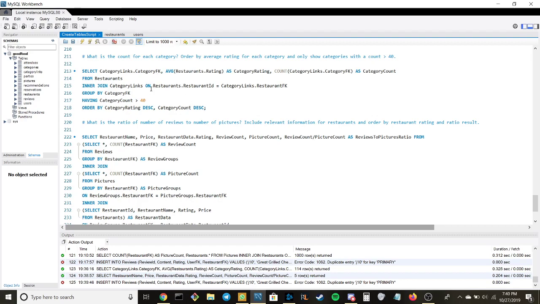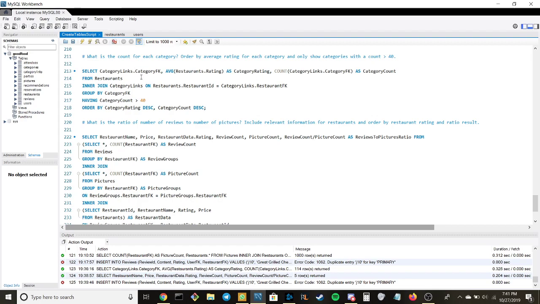So the first question I'm going to go over is what is the count for each category, order it by average rating for each category, and only show categories with a count greater than 40. What this will show us is, for categories with multiple counts, what is the ordering, how highly rated are these categories, and how many are in the count of this average.